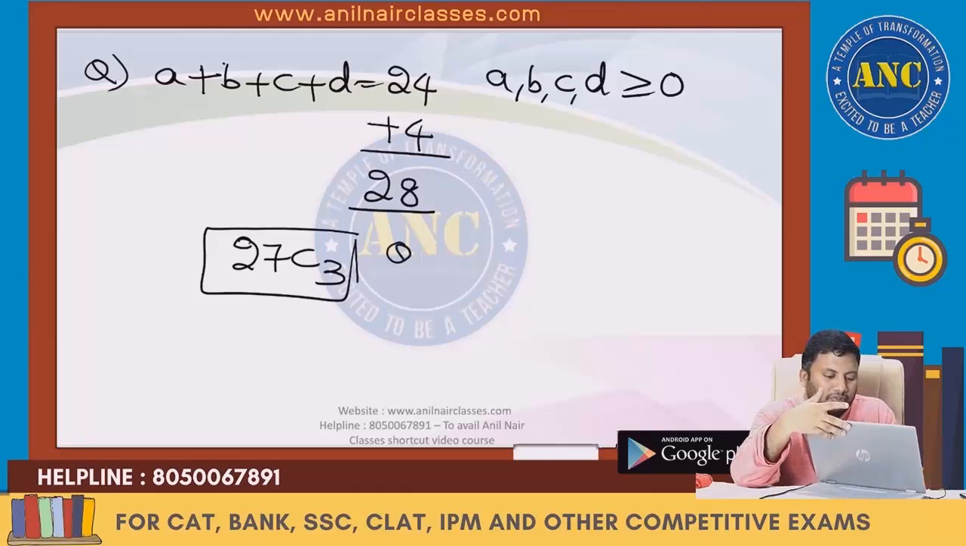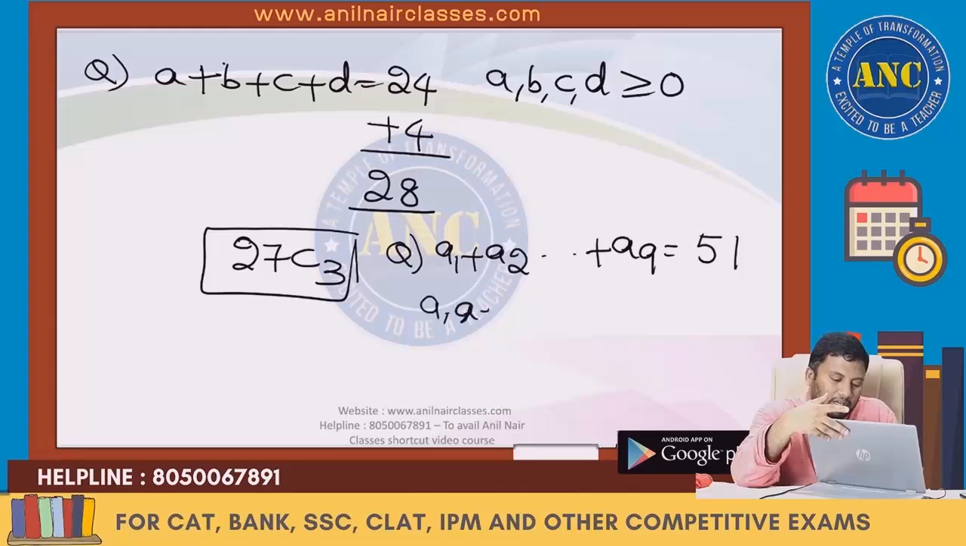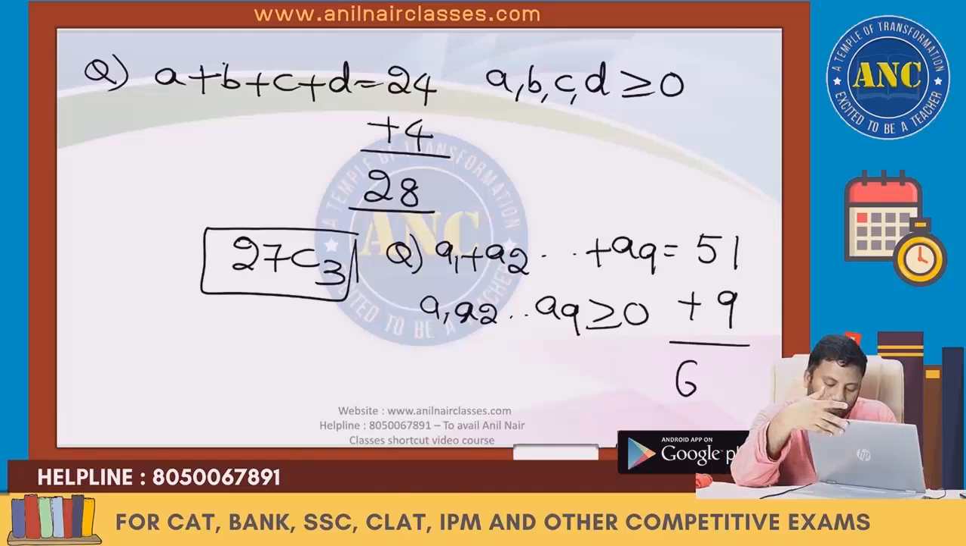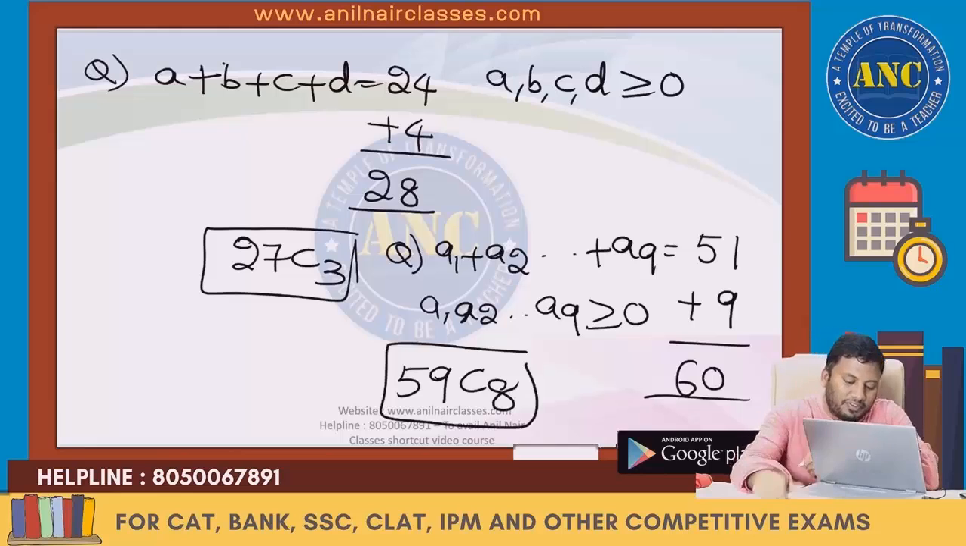Suppose it is A1, A2 and so on up to A9, equal to 51. They are all greater than or equal to 0. If it is greater than or equal to 0, every time I have to add 1. 9 times 1 is added. 51 plus 9, 60. So the answer is 59C8. I hope it is clear.